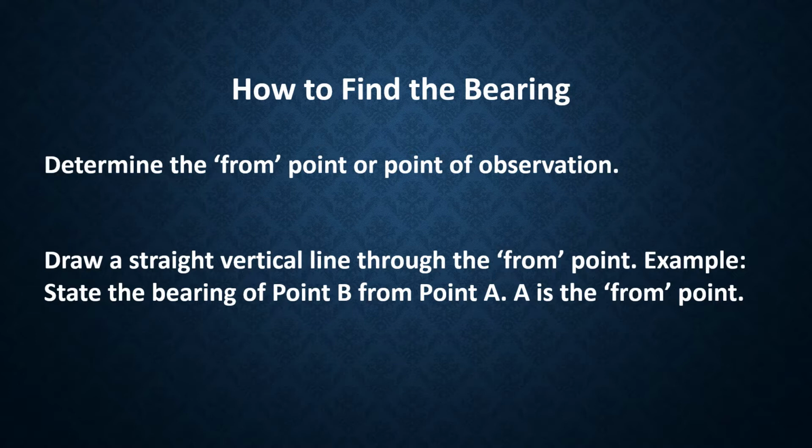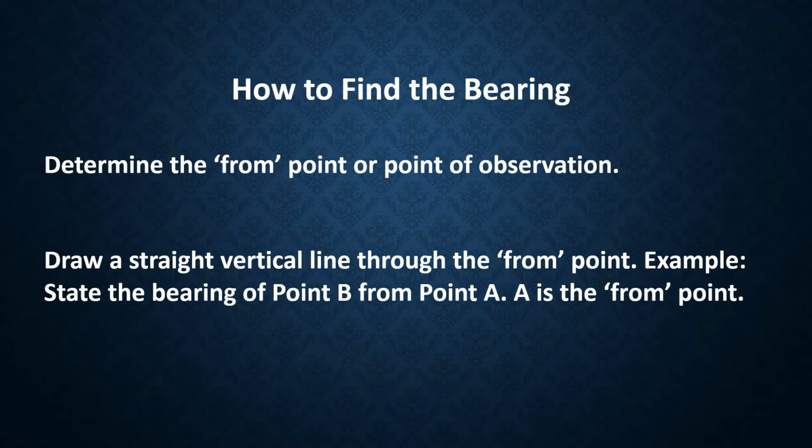All right. So usually the place that comes after the word from within a statement or an instruction or a question that is going to require you to find a bearing is what we call the from point or the point of observation. It's where you're going to actually stay to determine your bearing or your angular bearing, or to observe your bearing. Say for example, you're going to draw a straight vertical line through the from point.